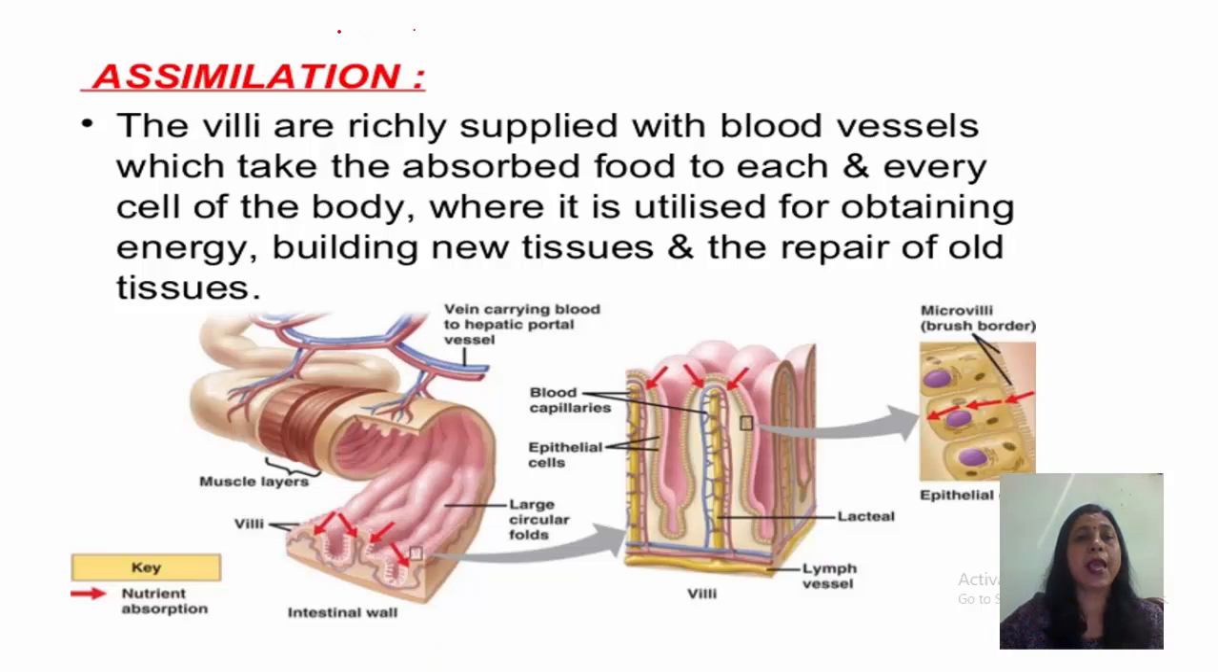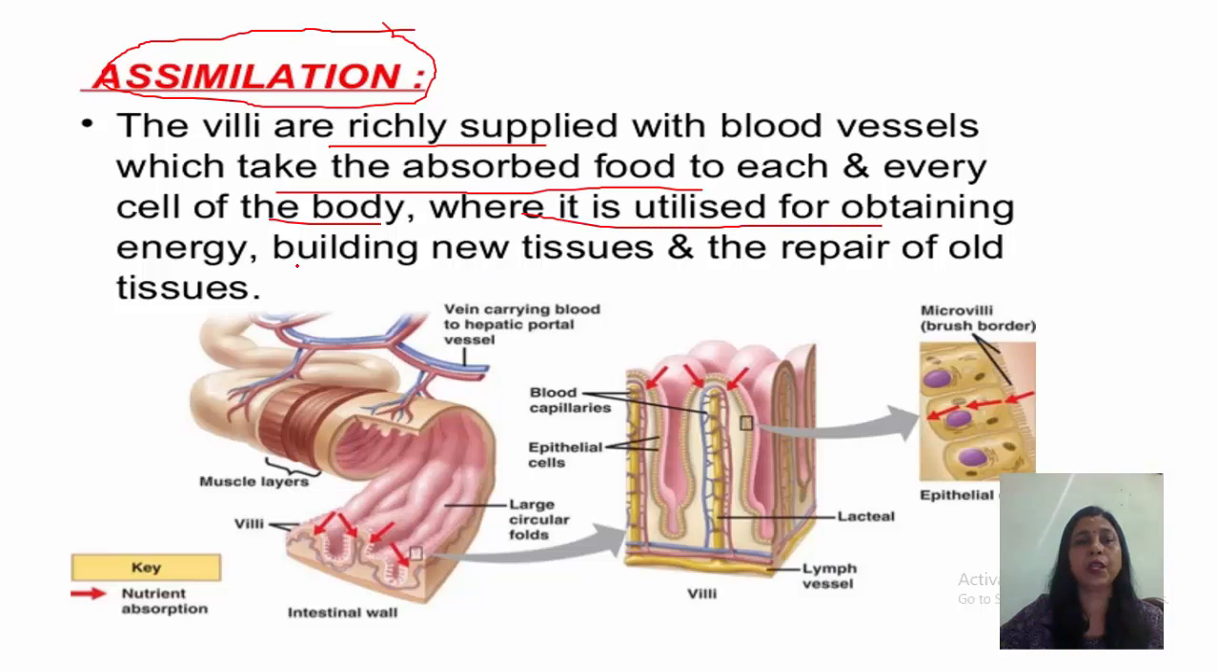Now the next step is assimilation. What is assimilation? When the food is digested, it is absorbed, and now it has reached each and every cell of our body. Now this food gets assimilated, means it is utilized by our body for various functions. That means for getting energy or for repair of old tissues, etc. So these villi are richly supplied with blood vessels which take the absorbed food to each and every cell of the body, where it is utilized for obtaining energy, building new tissues, and the repair of the old tissues.